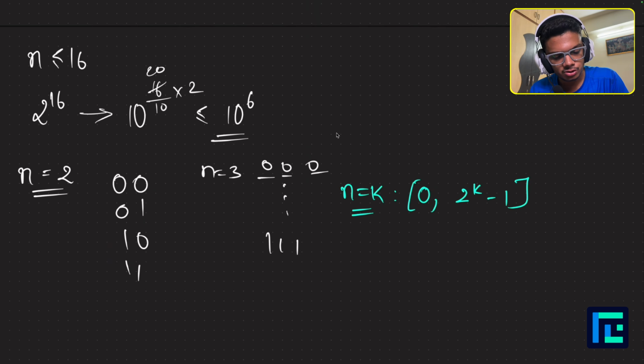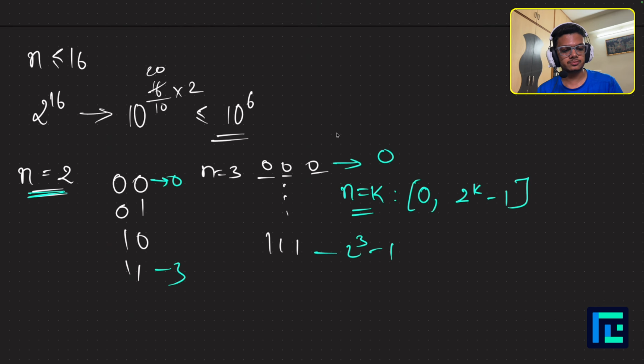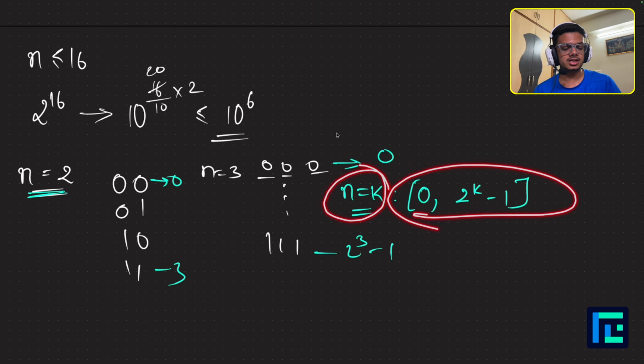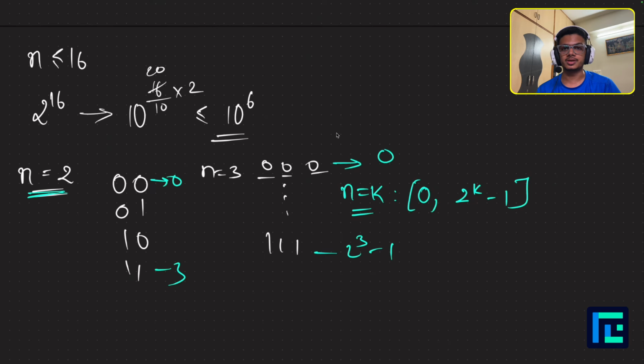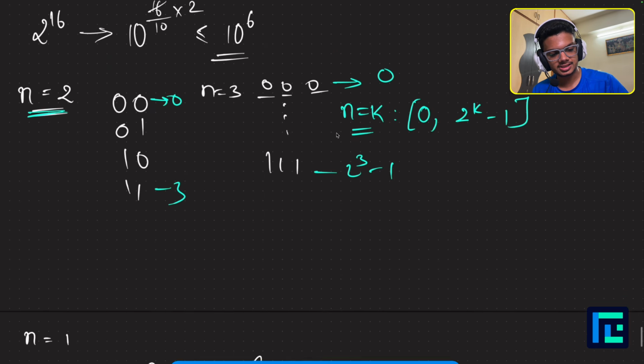I'll show you. If you have 2 bits, you can have a binary representation of numbers 0 till 3, which is 2 power 2 minus 1, 4 minus 1. For n equals 3, you can have binary representation of numbers from 0 till 2 power 3 minus 1, which is 8 minus 1, 7. So this fact is important. When you have n equals k, you can have a binary representation of decimal numbers from 0 to 2 power k minus 1. With this clear, let's see some Gray codes.